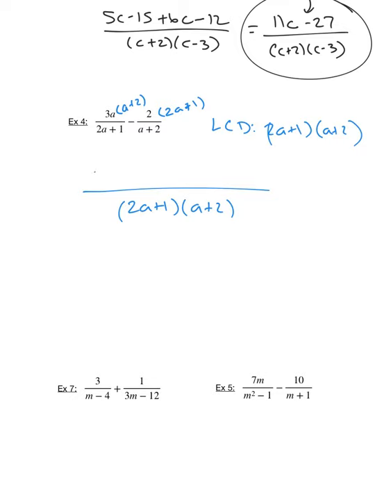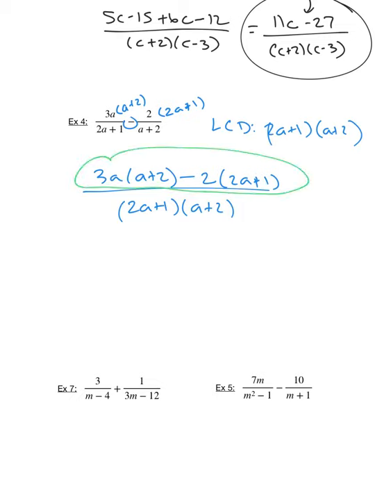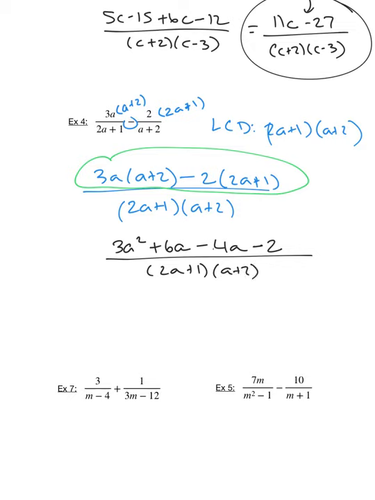So in my numerator, I have 3a times a plus 2. Now be careful, this is minus, so it's minus 2 is going to distribute to 2a plus 1. So I'm going to combine, again, distribute, so that you could then subtract. I have 3a squared plus 6a minus 4a minus 2, all over my common denominator, 2a plus 1 times a plus 2.